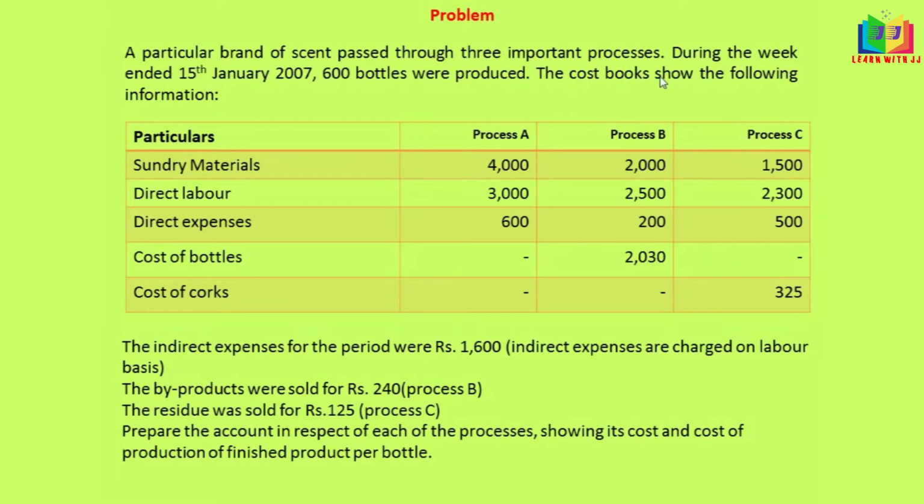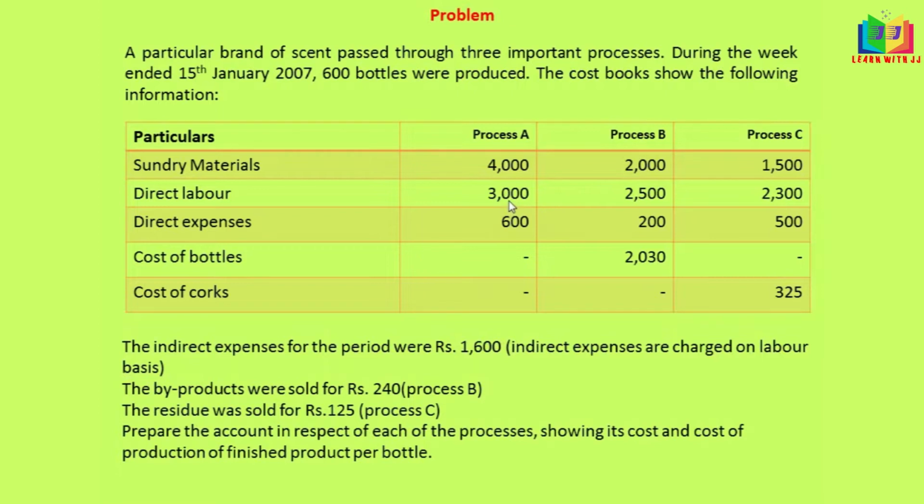The cost books show the following information. Okay, the information regarding this scent bottle and the three processes was given: sundry material for the three processes, direct labor, direct expenses, cost of bottle and cost of cogs. The indirect expenses for the period were rupees 1600. Indirect expenses are charged on labor basis. Based on this labor, these expenses are to be allocated. We have to divide this 1600 on the basis of this labor.